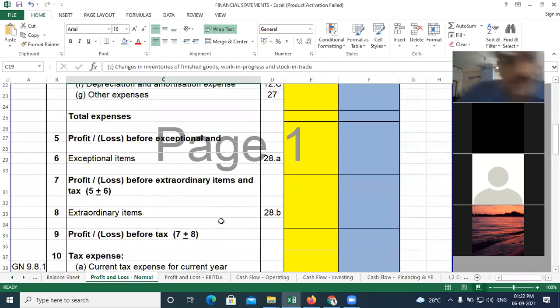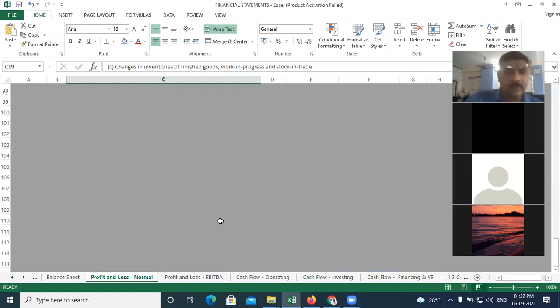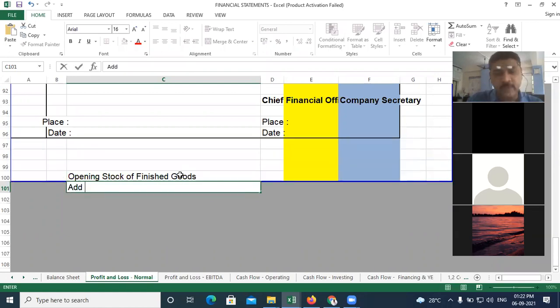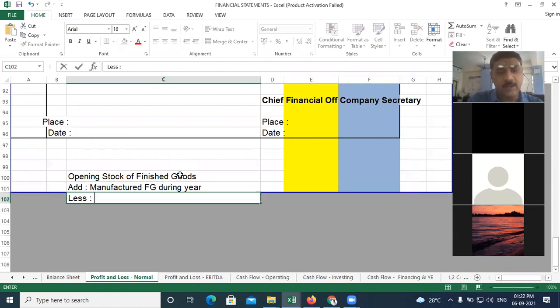Okay, I'll show it again, a little down. Yes, it is this way, my dear students. First is the opening stock of finished goods. Then we add the finished goods we have manufactured during this year, and then less unsold goods or closing stock.